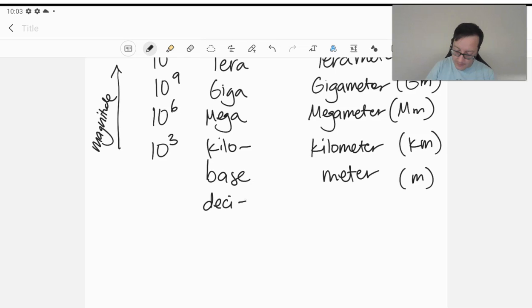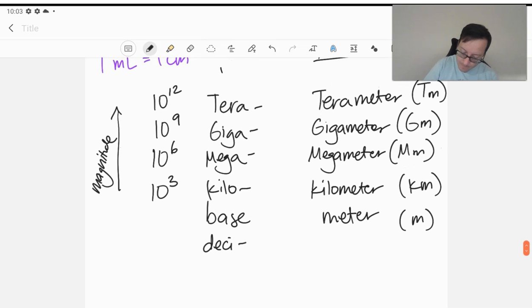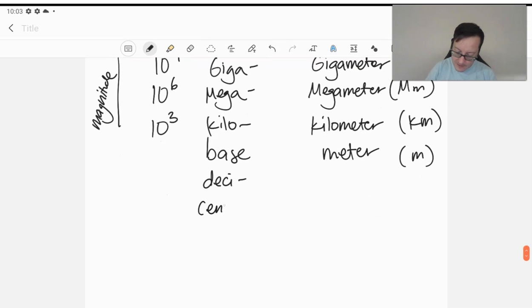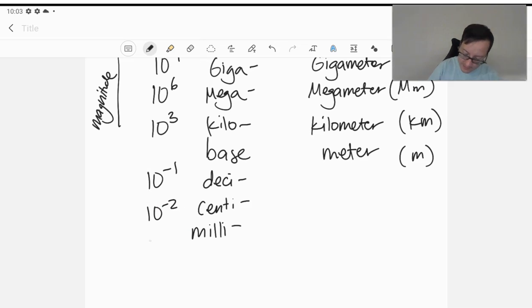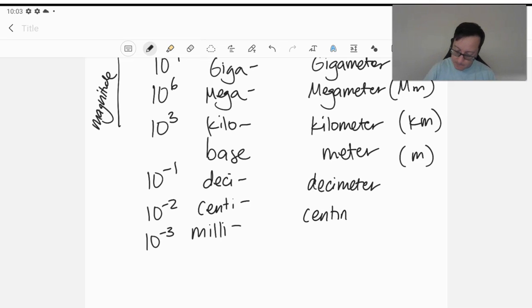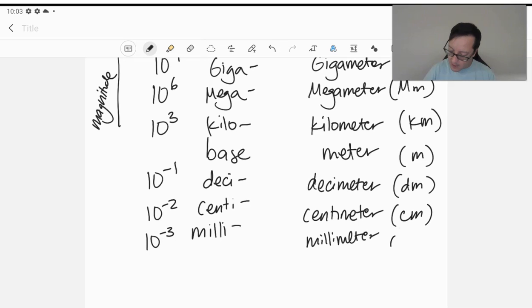We have deci. These are all prefixes, by the way. We have our deci, centi, and milli. And these represent 10 to the minus 1, 10 to the minus 2, or 10 to the minus 3 power. So 1/10th, 100th, 1,000th. You can have a decimeter, centimeter, or a millimeter. The abbreviations dm, cm, mm, lowercase m this time, in contrast with megameter, which is a capital M.